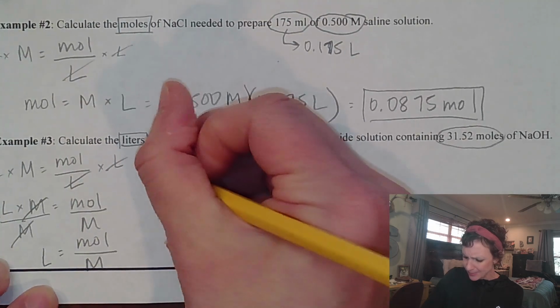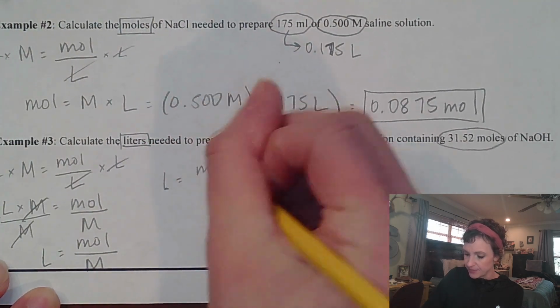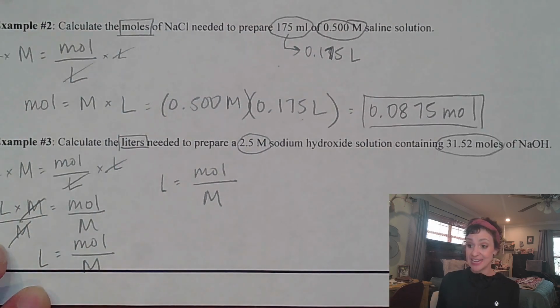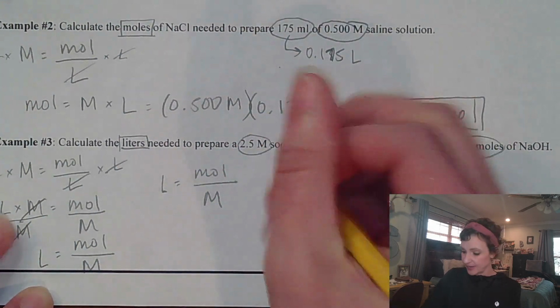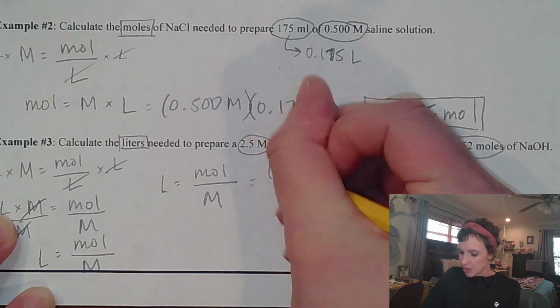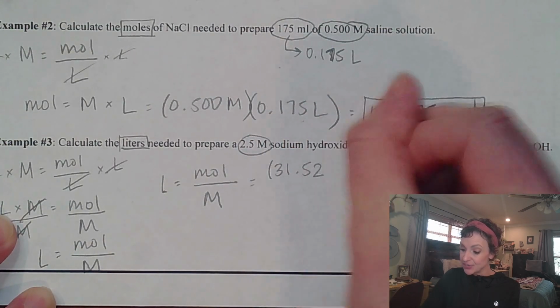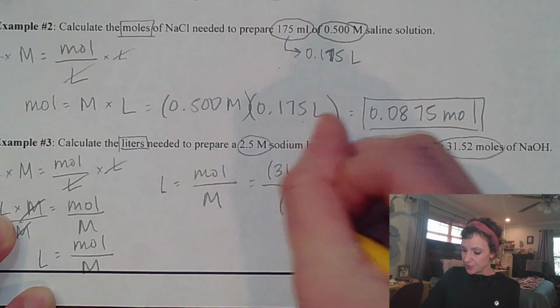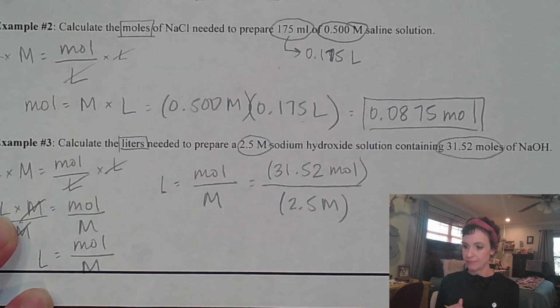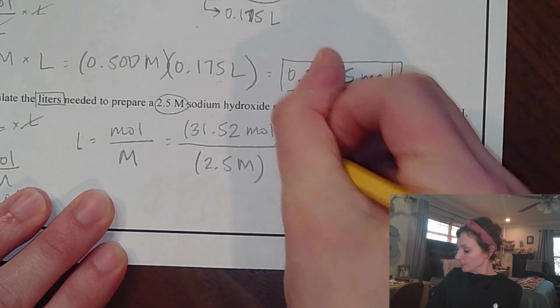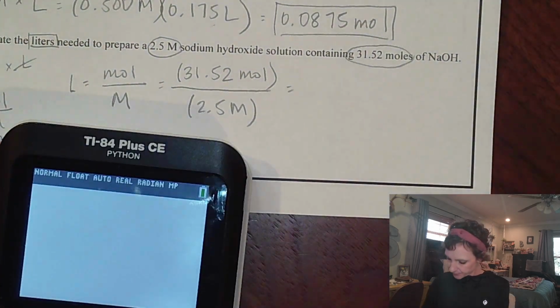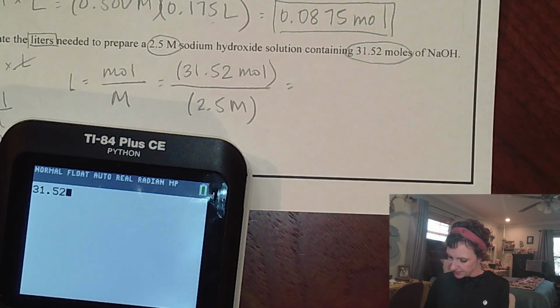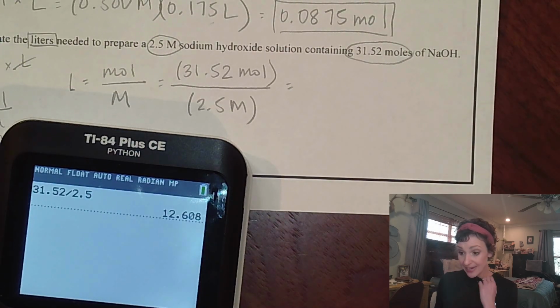Okay, so I'm gonna move this up. Sorry, I was getting close to the bottom of the page. So to solve for liters, I take the moles divided by the molarity. We feel good about this. So 31.52 moles on the top, and then 2.5 molar on the bottom. So if I were to divide those two things, I'm going to get the answer. Hopefully, we will see. You never know. 31.52 divided by 2.5.